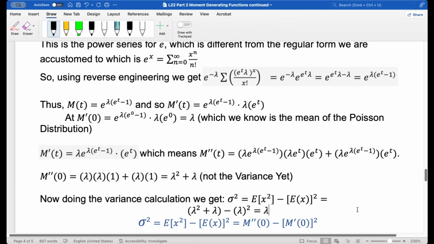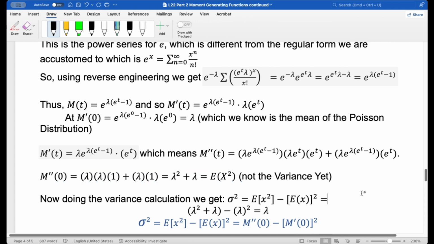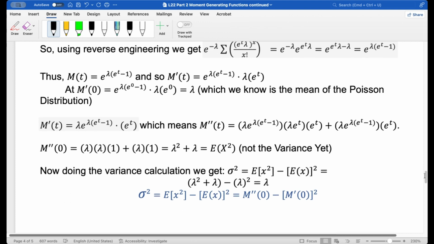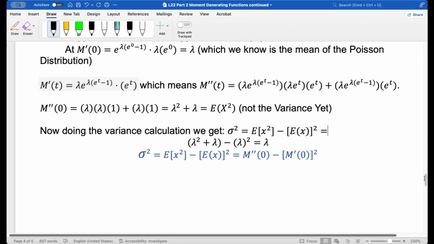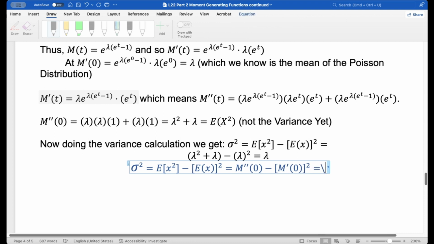M double prime of 0 is E of x squared. M prime of 0 is E of x, the mean. I just emphasize that here. So the second derivative is E of x squared. And so we ended up here with a lambda after simplifying.